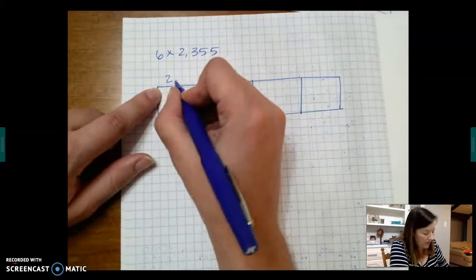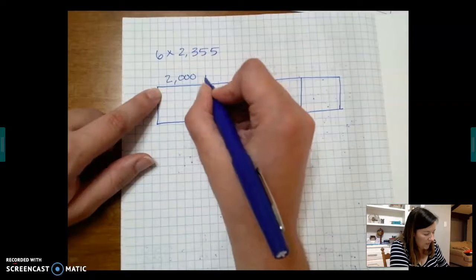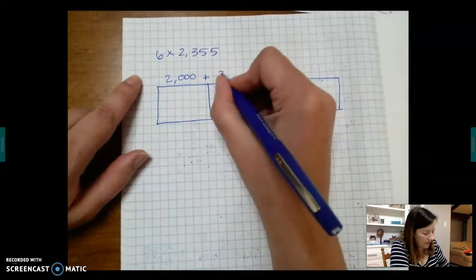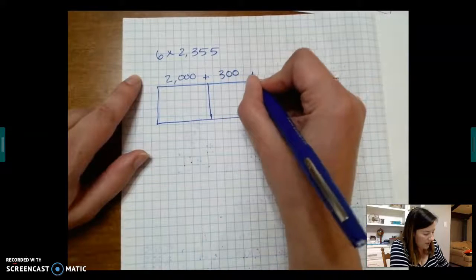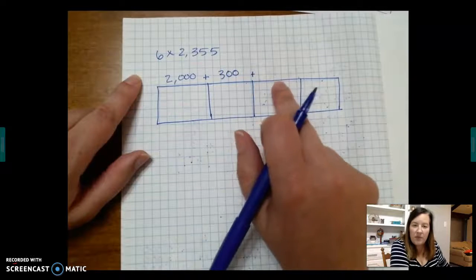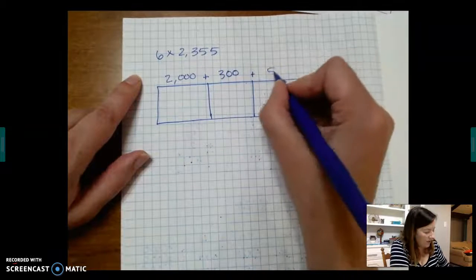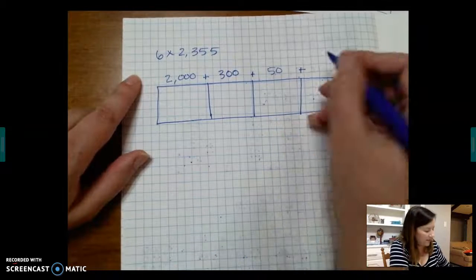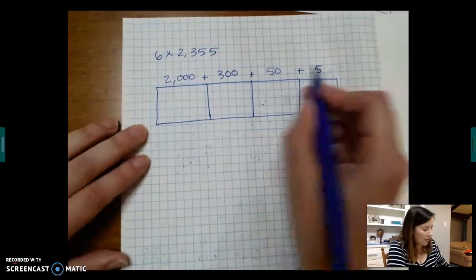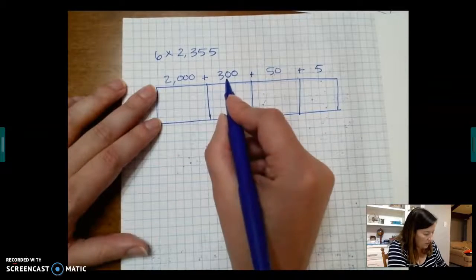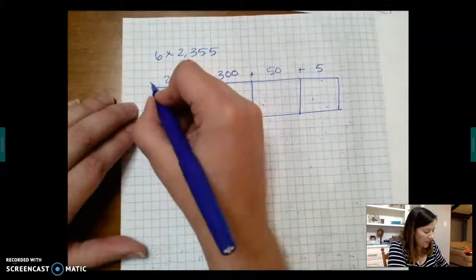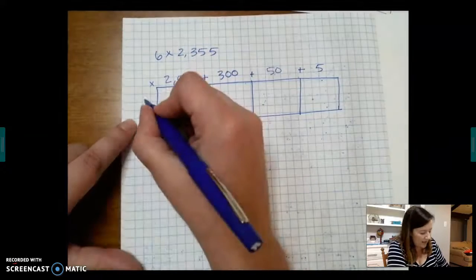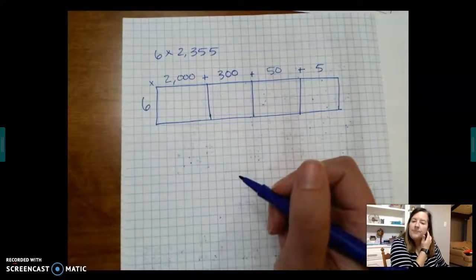It's going to be 2,000 plus what goes here above this second box? 300 plus what goes here above this third box? 50 plus what goes here above this last box? 5. We're going to multiply 2,355. We're going to multiply that by what goes over here on the left-hand side? It's going to be by a 6.